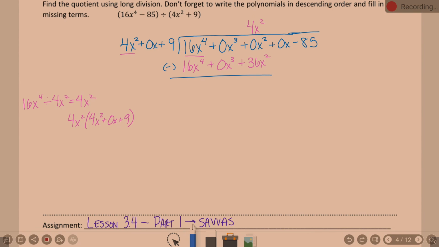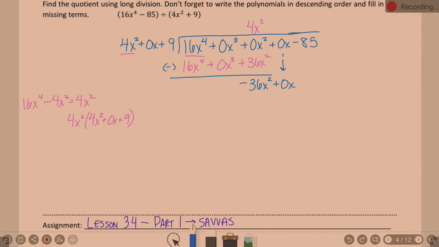Subtract. 16x to the fourth minus 16x to the fourth cancels. 0x cubed minus 0x cubed cancels. Added bonus, it cancels. 0x squared minus 36x squared is minus 36x squared. Okay, what do we do? Officially, you bring down the 0x. Now, what's the catch here? There's 3 terms, so we can't bring down the negative 85. Right now, technically I'm trying to divide into 2 terms, but I have 3 terms. It doesn't really work.